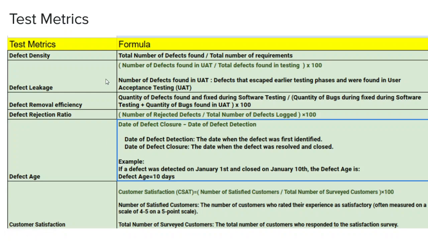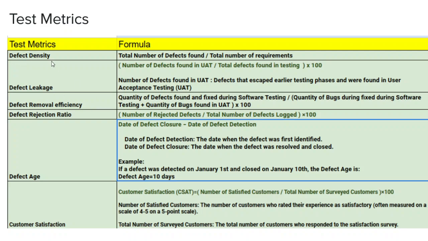After that we can also calculate defect density, defect leakage, defect removal efficiency, defect rejection ratio, defect age, and customer satisfaction. So these are the things we have to include in our test metrics data.